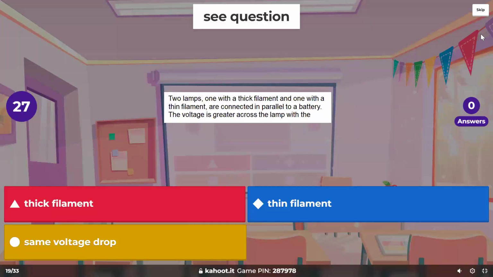Two lamps, thick filament, thin filament, so low resistance and high resistance, connected in parallel. The voltage is greater across the lamp with a voltage drop.